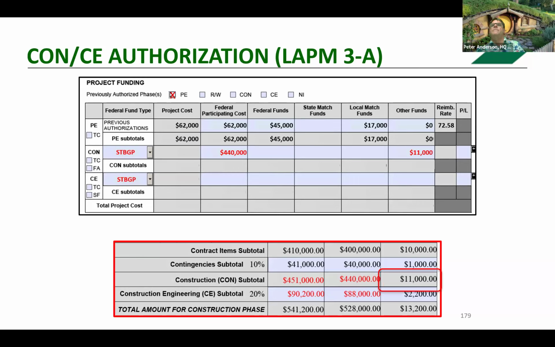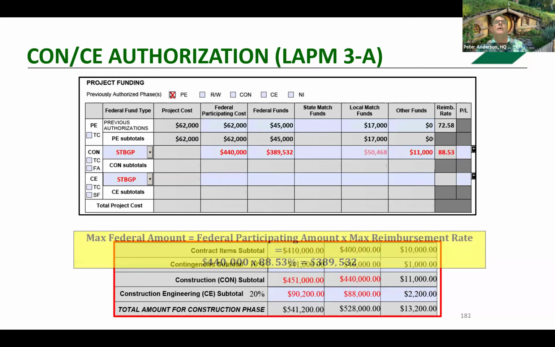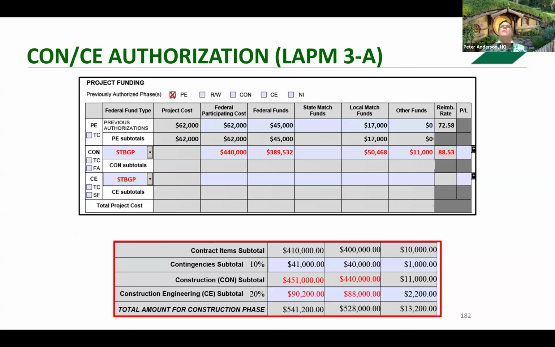Other funds would have to be $11,000 to cover the cost of the project. Now we're going to try to maximize our federal funds. So we're going to take that 88.53%, do the math, comes up with $389,532. So that's trying to maximize. And then we, of course, have to have a local match to that, which gives us the total cost. And that'll automatically be carried down into subtotals.